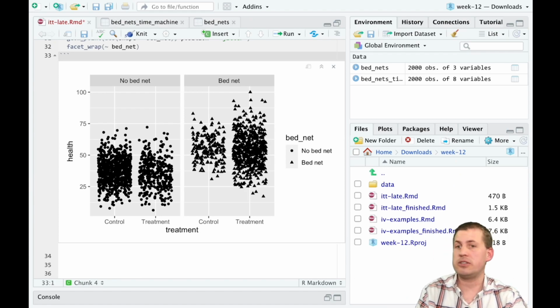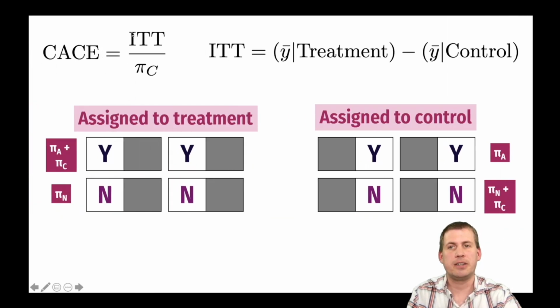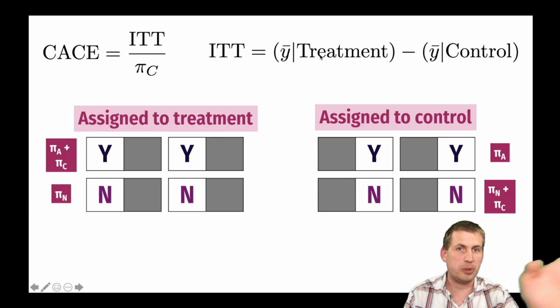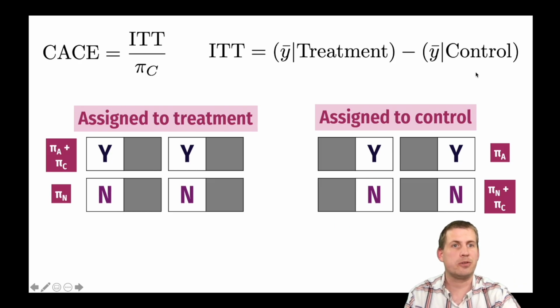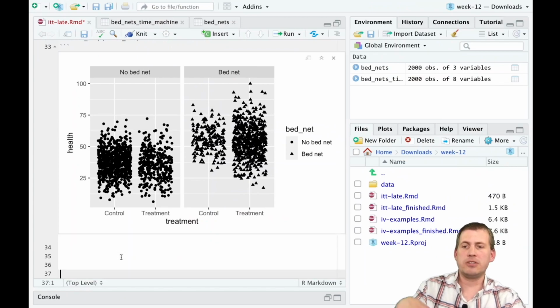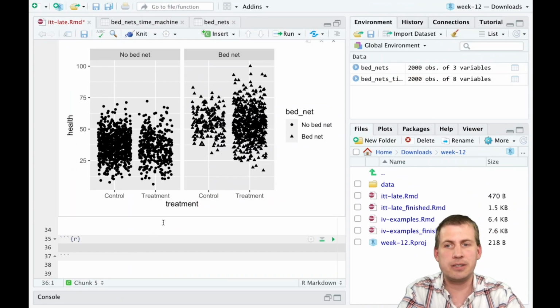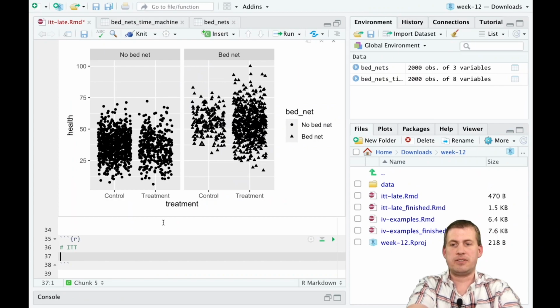So what we need to do is use the formula that we had here, where the complier average causal effect is this intent to treat effect divided by the proportion of compliers in the population. So we can do this first step, which is finding the intent to treat effect, which is the average outcome for people who were assigned the treatment, and the average outcome for people who were assigned to control. So we can do that in a couple different ways. This goes back to what we covered when we talked about randomized controlled trials, how we analyze these things, where you just look at the difference in means between two groups. So we're going to figure out the ITT effect here.